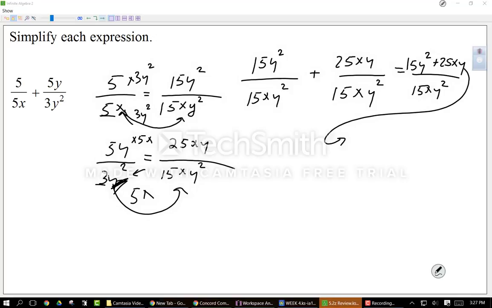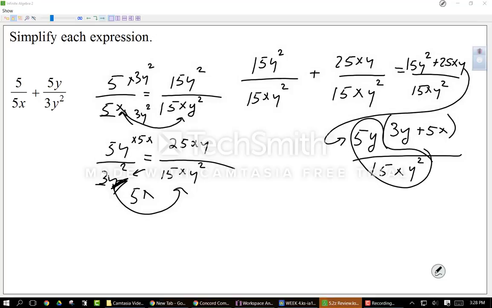My numerator can be factored. I can divide them both by 5, and then I can take out one y. If you think about it, they both contain at least one y. So what am I left with? 3y plus 5x over 15xy squared. That is a monomial.